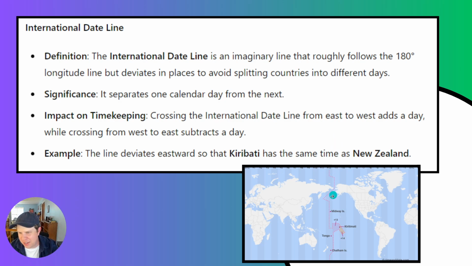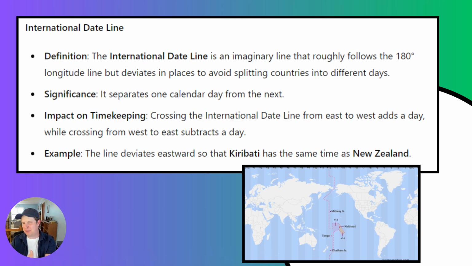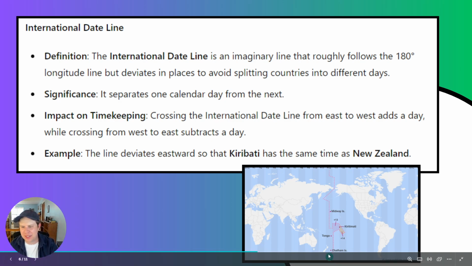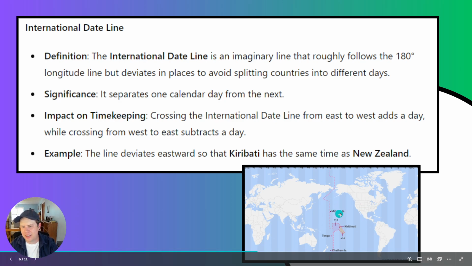So what they've done is they've made that line so that if you are in a country, you are not going to have one part of your country be June the 23rd and another part of your country be June the 24th. It's going to keep that date connected. The line deviates eastward so that Kiribati has the same time as New Zealand. That's why you have some of these. You can see those locations like Midway Island, Tonga, and the Chatham Islands right down here.